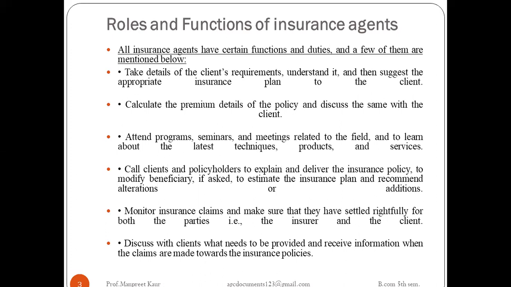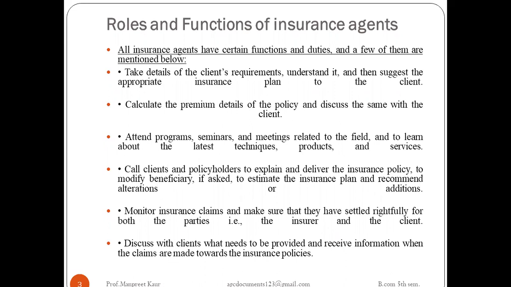Next point is it helps in discussing any kind of information with the number of clients, that what needs to be provided and received when the clients are made aware of the insurance policies. Whenever the policy is framed and whenever the contract is framed, the basic information is shared with the number of clients, that what are the terms and conditions that are involved in the formation of the insurance policy.